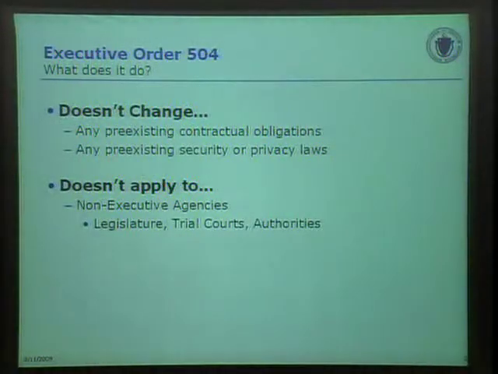What does Executive Order 504 do? Well, it doesn't change any pre-existing contractual obligations with the state. So if you do business with the Commonwealth, until your contract comes up for renewal, you're okay. You don't have to make any changes. Any pre-existing security or privacy laws, I think it actually supersedes most of them. It doesn't apply to non-executive agencies. If you all remember back to civics class and how everything is constitutionally separated within the federal government, it's also the same way in the state government. Legislature, trial courts, authorities are not under this jurisdiction. However, both Chapter 93H and EO 504 say, you guys need to do this, or do something similar that matches the rules set forth.